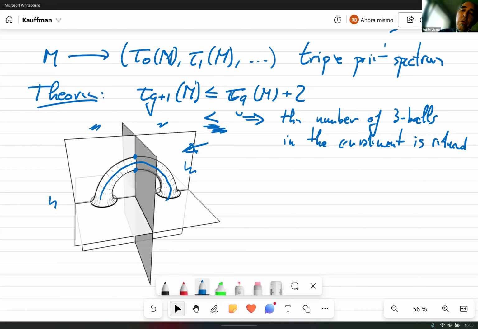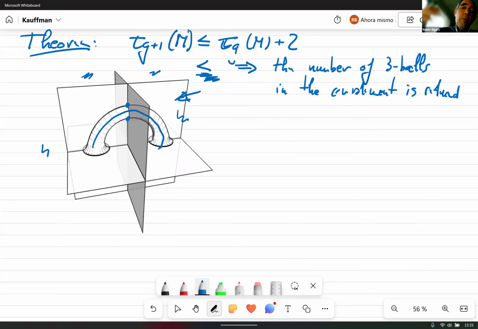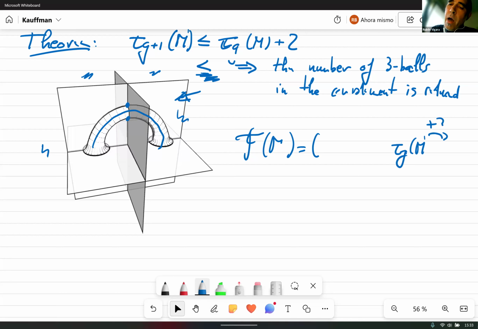This implies, because the number of 3-balls in the complement cannot be reduced infinitely, that there is a finite number of 3-balls. This implies that the spectrum of triple points of the 3-manifold always stabilizes. There is one genus such that the next ones are always obtained by adding 2 and 2 and 2 and 2 and so on.